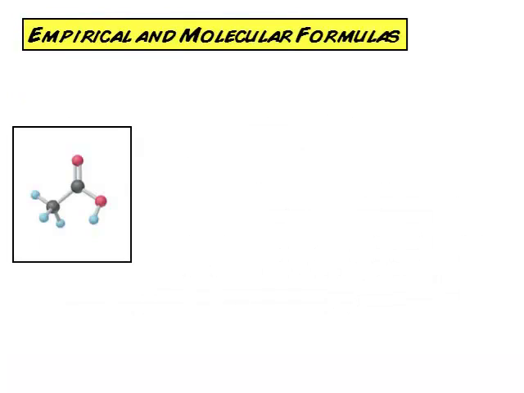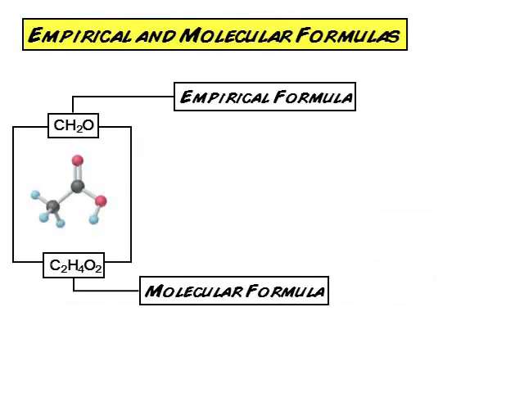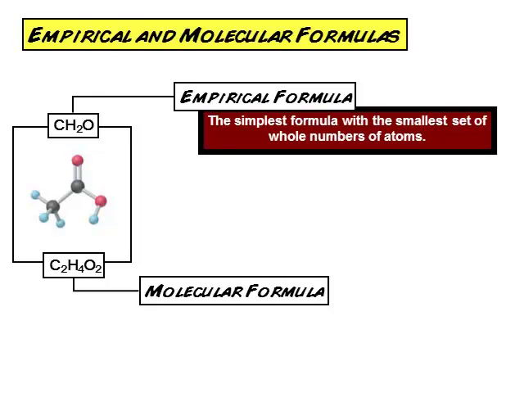When we talk about molecules of a compound, we use empirical formulas and molecular formulas. For example, here we have acetic acid. The grey spheres represent carbon, the red spheres represent oxygen, and the blue spheres represent hydrogen. These are shown bonded together, represented by the grey lines. The empirical formula for acetic acid is CH2O. The molecular formula is C2H4O2.